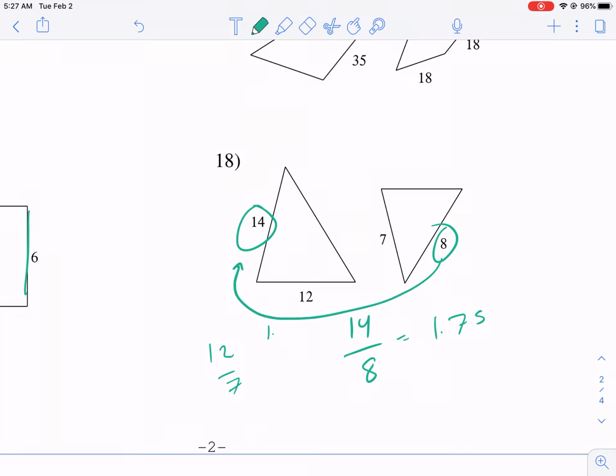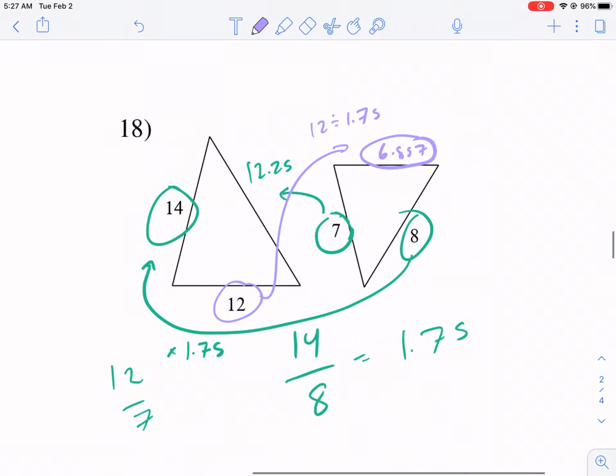This one's kind of a little tricky. I'm not a big fan of this one. So 8 times 1.75 gives you that side. 7 times 1.75 needs to give you this one. So 7 times 1.75 equals 12.25. So that's like a missing side there. And then we can go in reverse and say 12 divided by 1.75 to get this missing side here. So 12 divided by 1.75 equals 6.857. Something ugly.